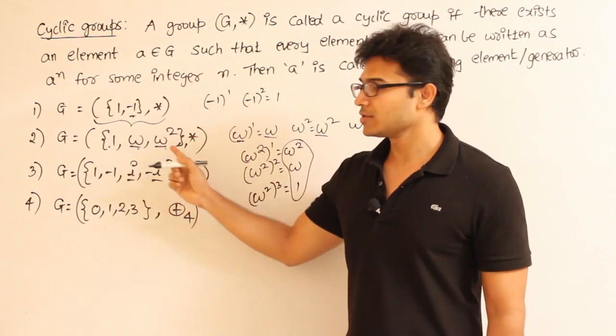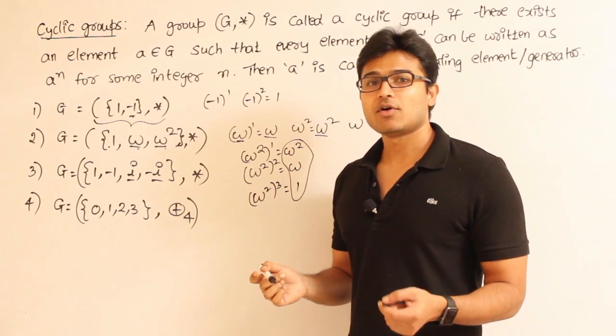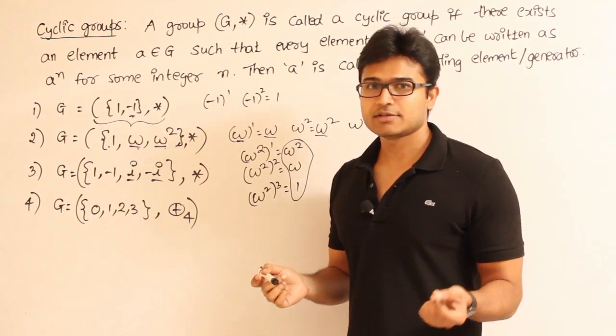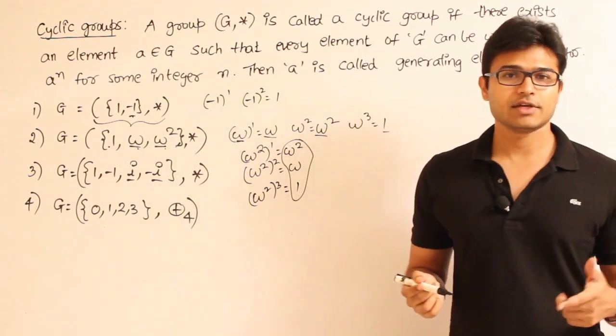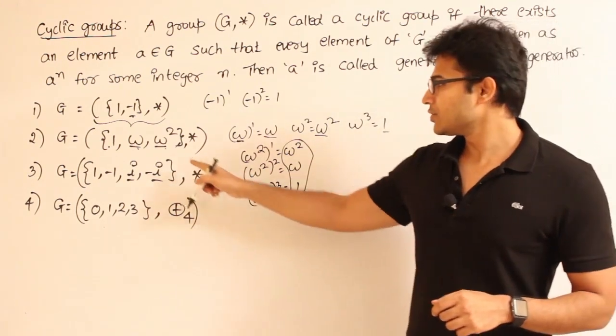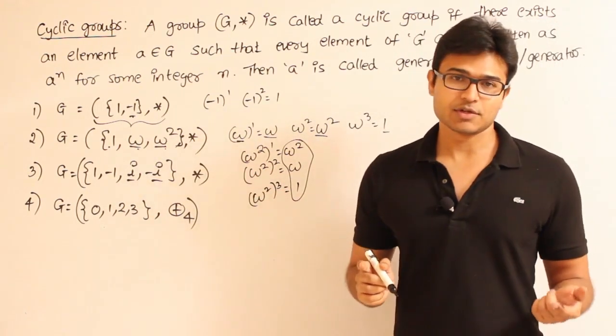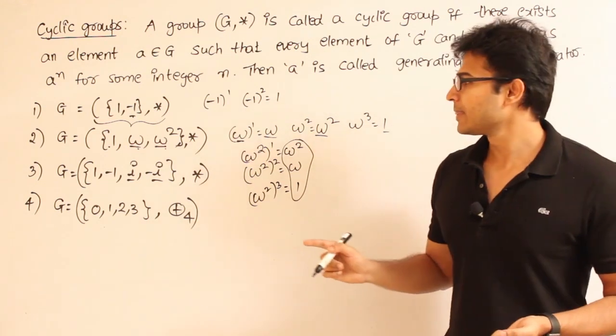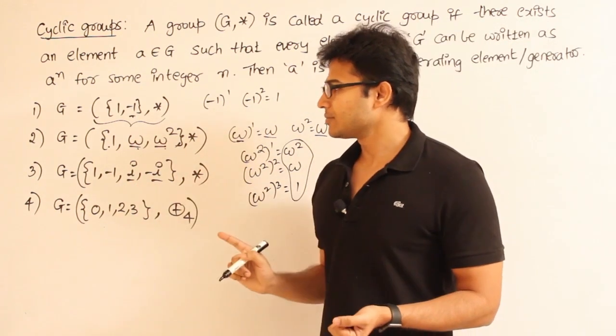So in this group we have exactly two generators, but even if there is only one generator, we can call the group a cyclic group. So even this group is a cyclic group. Got it? And look at this one, this third example.